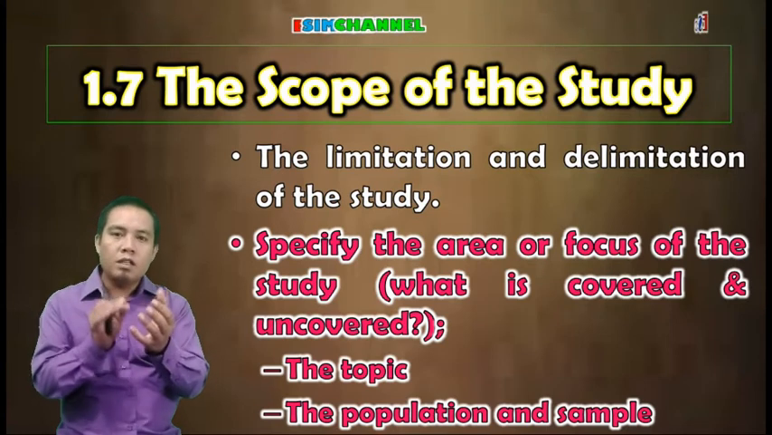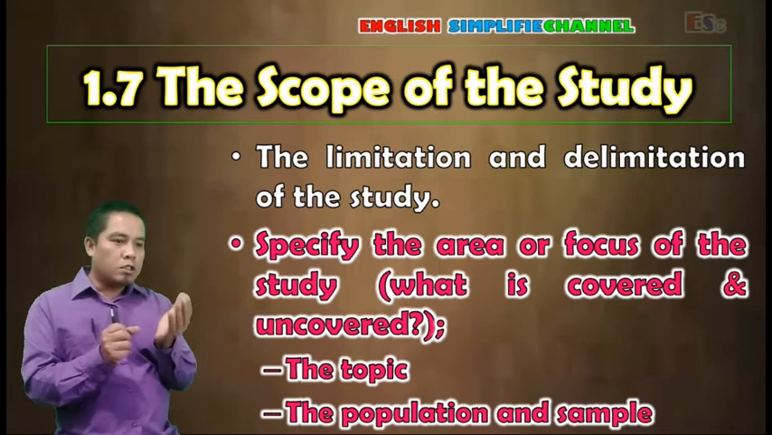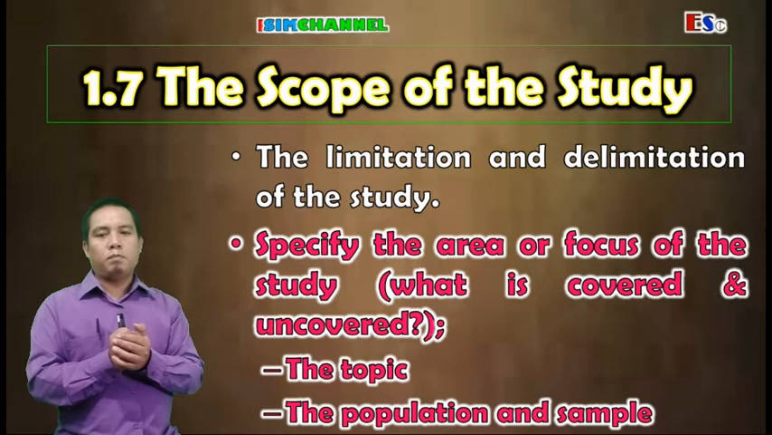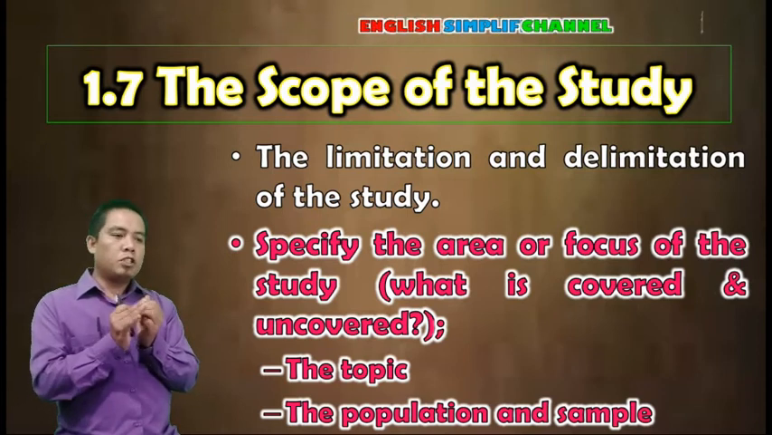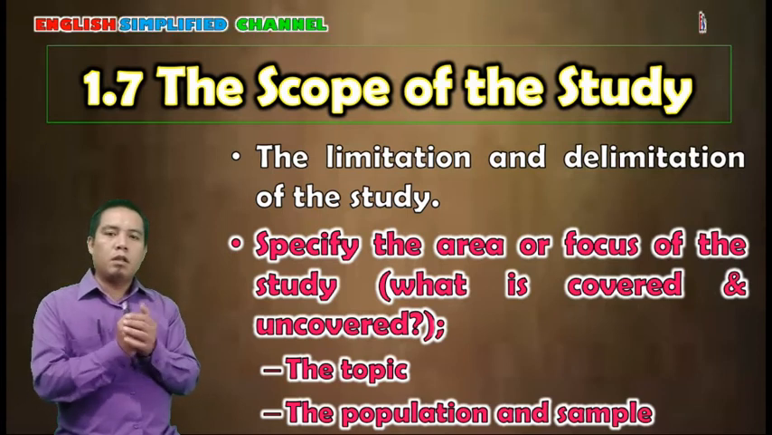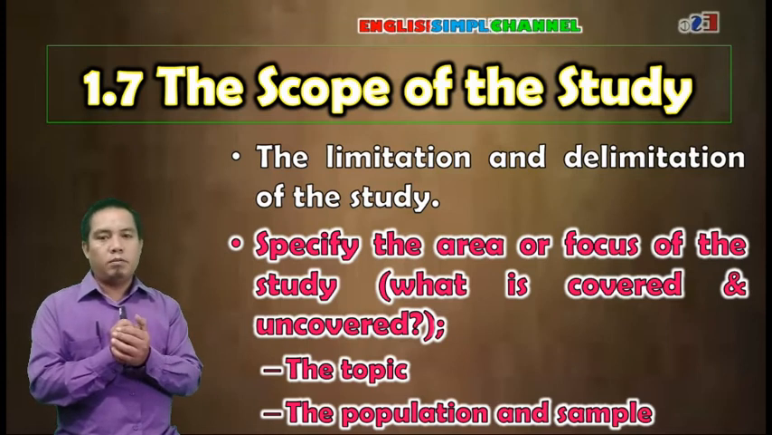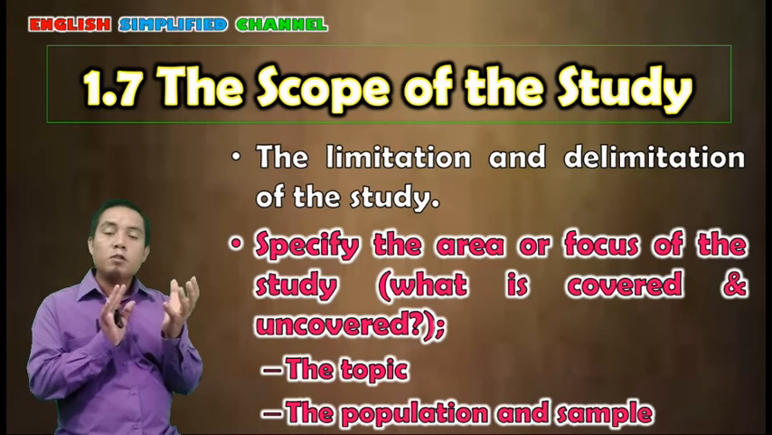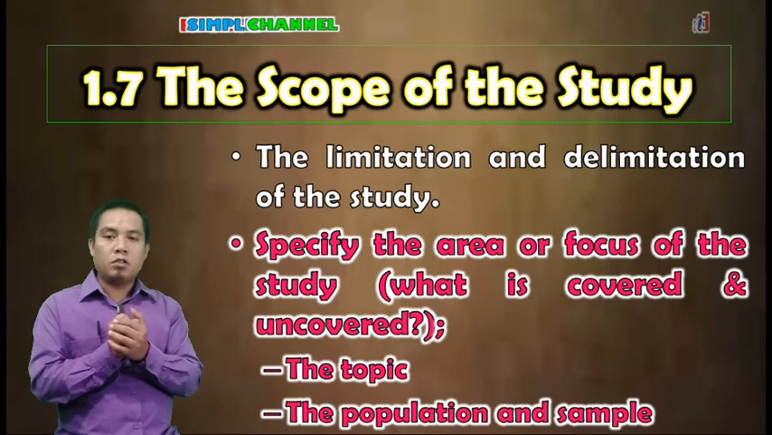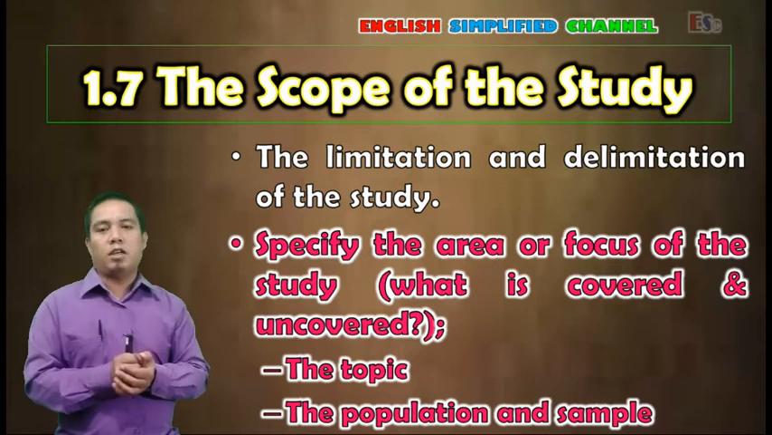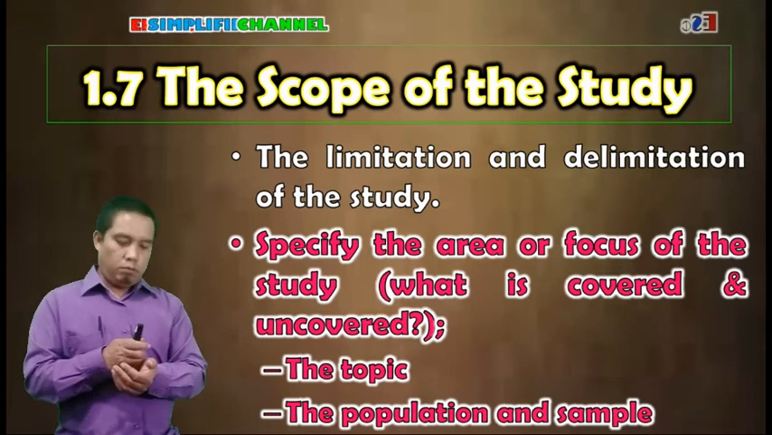Okay, so that is the scope, the topic, and also the population and sample. The population and sample will be the source of the data. So if for example you do sampling techniques, you need to also mention them in the scope of the study.